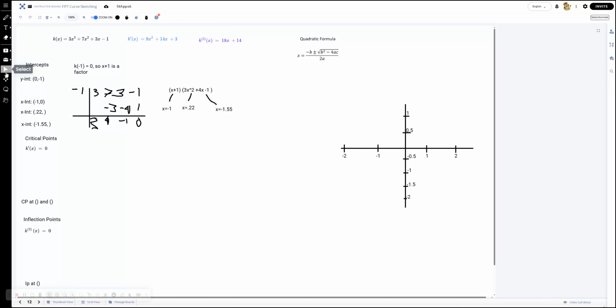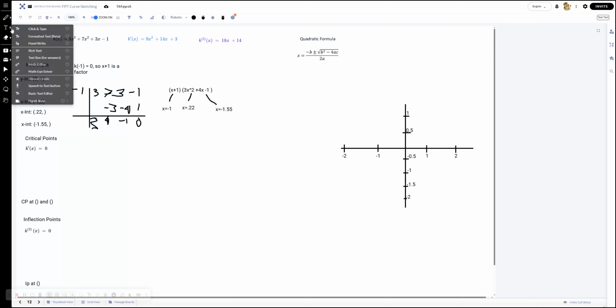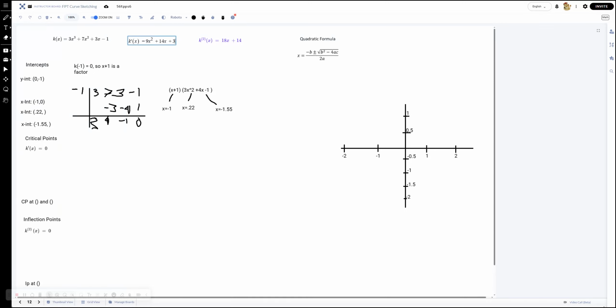The next thing you'd normally do is check for asymptotes, but since you can clearly look at this equation and tell that there aren't any, we don't have to do that. There are none. Next thing we have to do is find our critical points. So how you do that is you set k prime of x equal to 0. So let's do that.